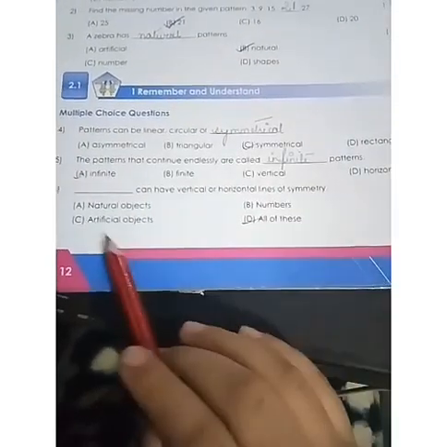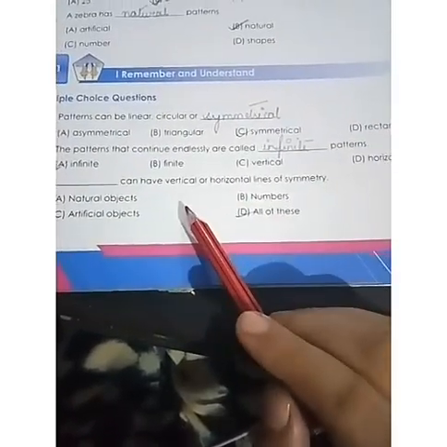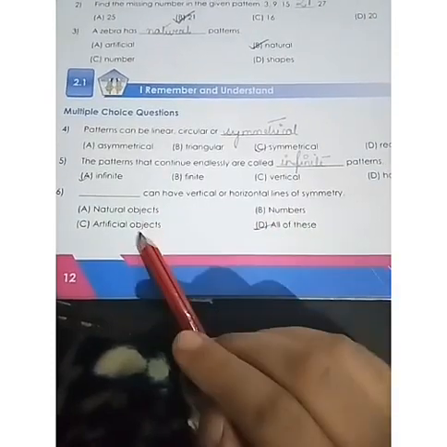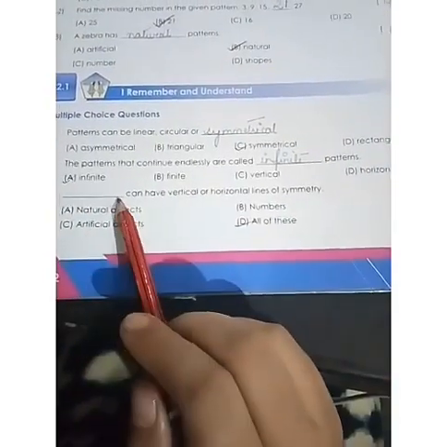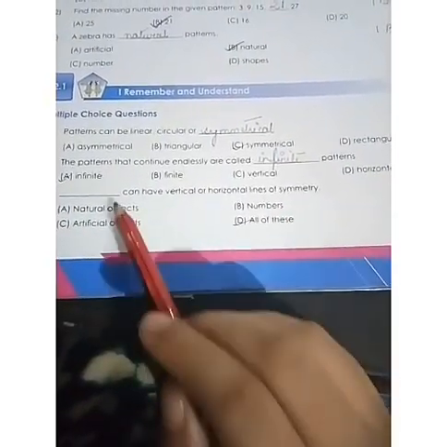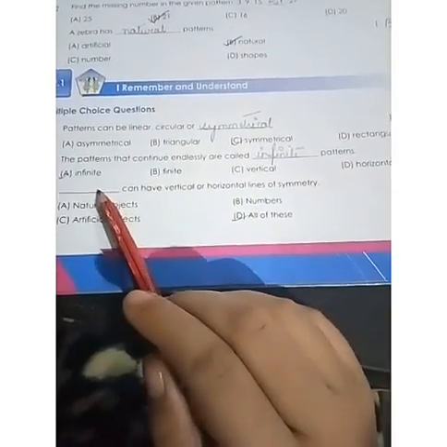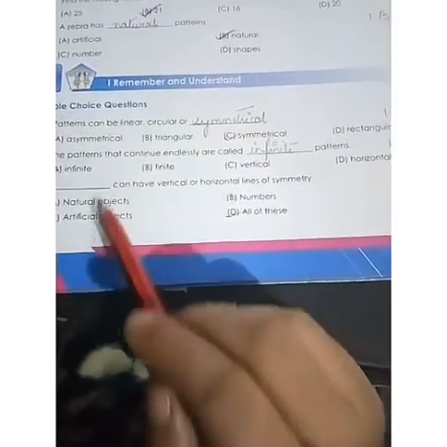Option number A. Dash can have vertical or horizontal lines of symmetry. Now we know the natural, artificial as well as numbers can have both horizontal or vertical lines of symmetry. Here the correct answer is 3 of them. So you give tick mark in B and you can give the correct option here. So for the blank you can write either the 3 answers here, that is natural objects, numbers, artificial objects can have vertical or horizontal lines of symmetry.